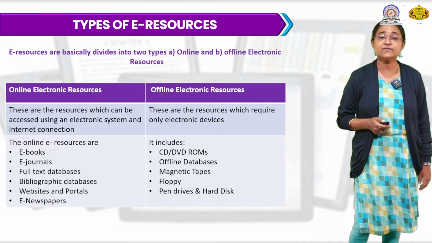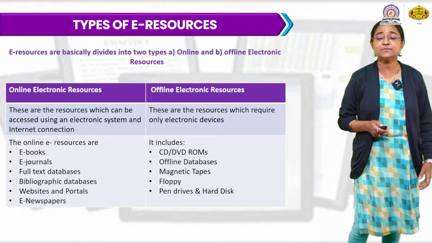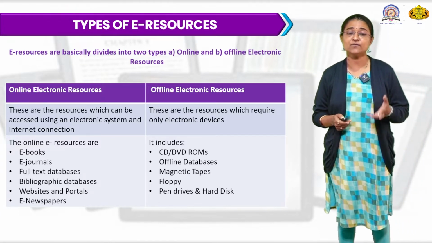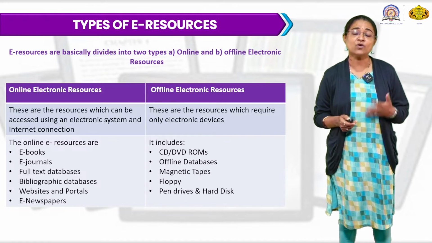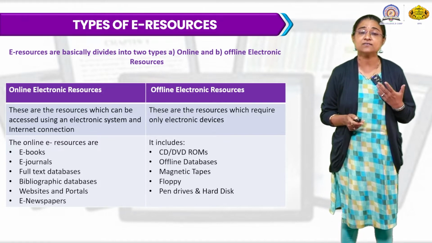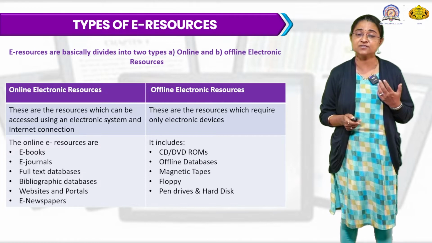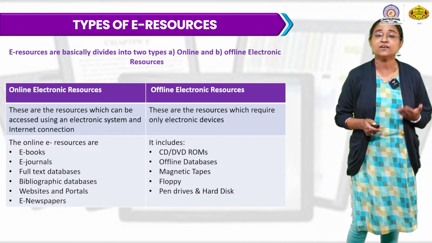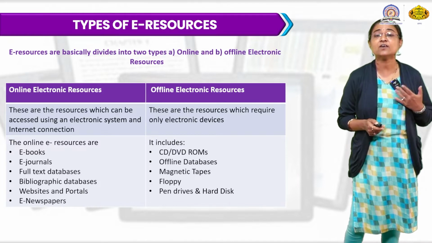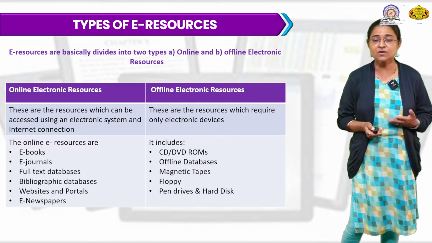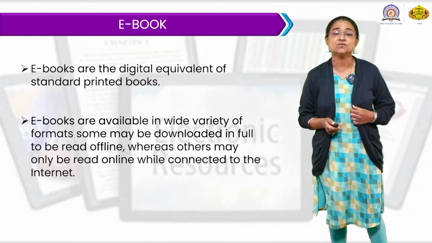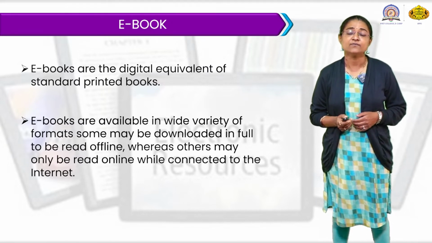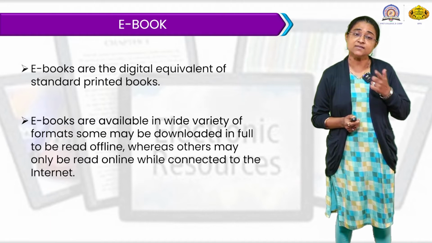So, whenever we go to Google and we type some name of ebook or e-journal we want to search, that time what we are doing, we are searching the book, searching the journal or database online. We are downloading it, we are reading it online. Okay. So, now first kind of e-resources we are going to learn is ebook.